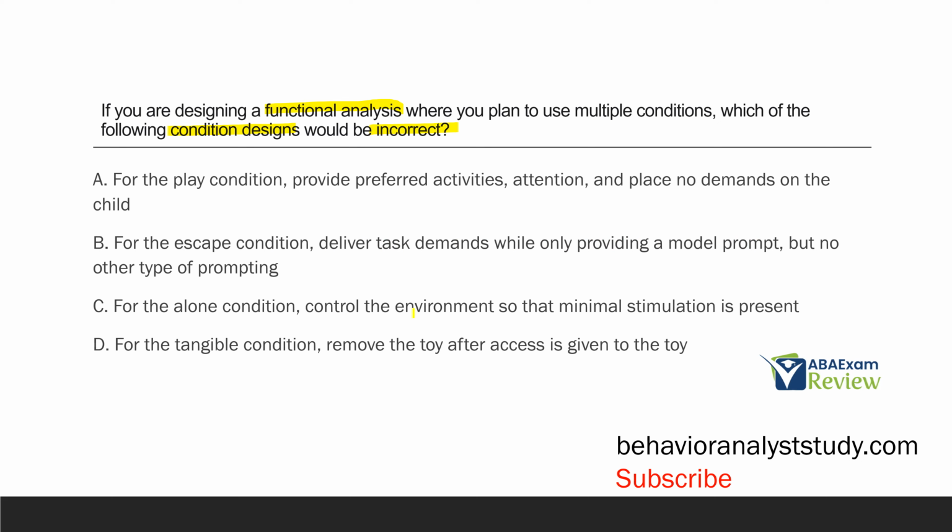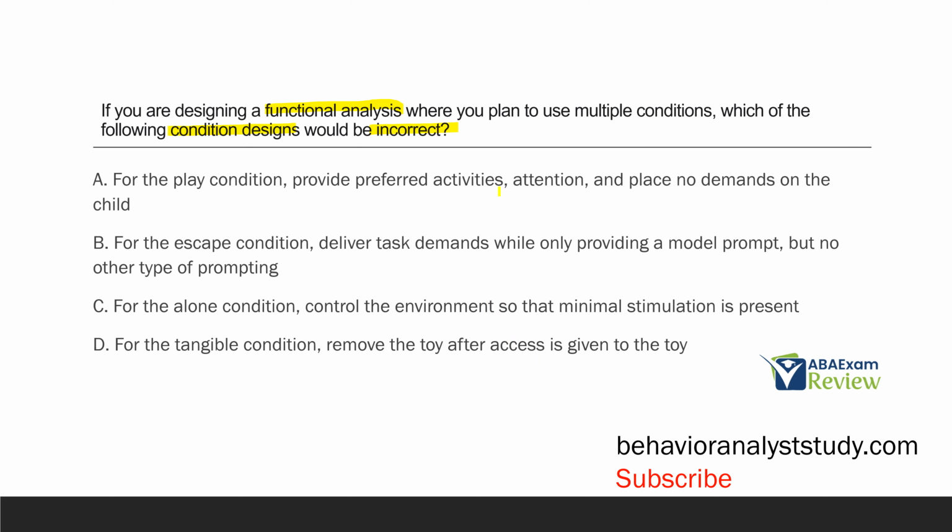What about C? For the alone condition, control the environment so that minimal stimulation is present. With our alone condition, we're trying to test for that automatic function. And so we want as little stimulation as possible because we want to see, is that behavior occurring due to some sort of self-internal reason? Minimizing stimulation prevents distraction and other variables coming into play. C looks correct. And then D, for the tangible condition, remove the toy after access is given to the toy. Yes, right? Because we want to provide access, build up the motivation to have that toy, and then we remove that toy, hoping that the behavior occurs to gain the toy back.